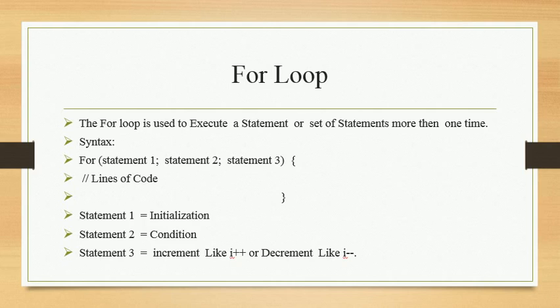For loop. The for loop is used to execute a statement or set of statements more than one time. Syntax: for keyword, statement 1, statement 2, statement 3. Then inside the parenthesis brackets write lines of code.